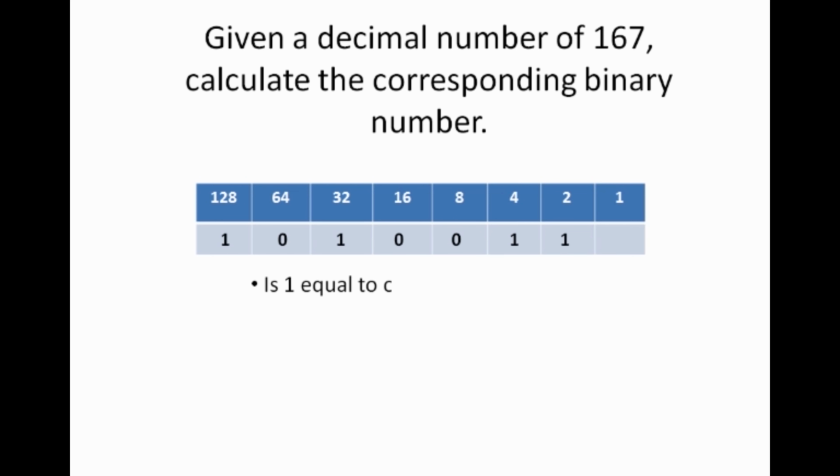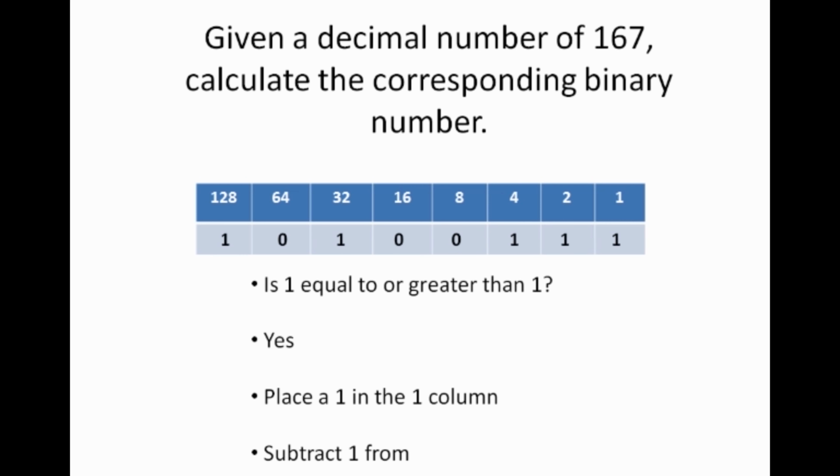move to the 1 column and we ask, is 1 equal to or greater than 1? Yes, obviously 1 is equal to 1, so we're going to place a 1 in the 1 column, and we shouldn't have anything left over now. We're going to say, let's subtract 1 from 1. That's going to give us a remainder of 0.